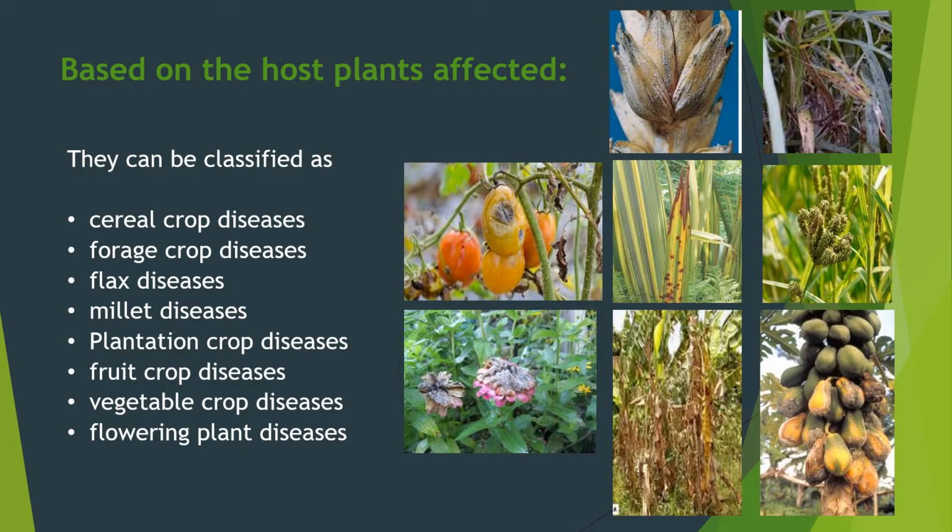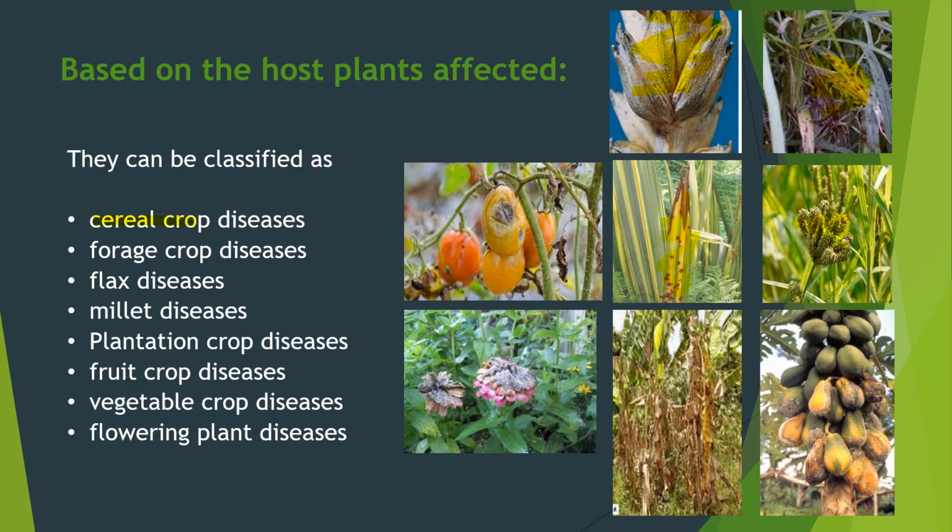Now coming to the host plant affected. Based on which type of host plant is infected, we can classify plant diseases into cereal crop diseases. We can see a cereal crop disease here for wheat. Forage crop diseases, when the forage is infected. Flax diseases, like here. This is called flax disease. Millet disease, for the pearl millet.